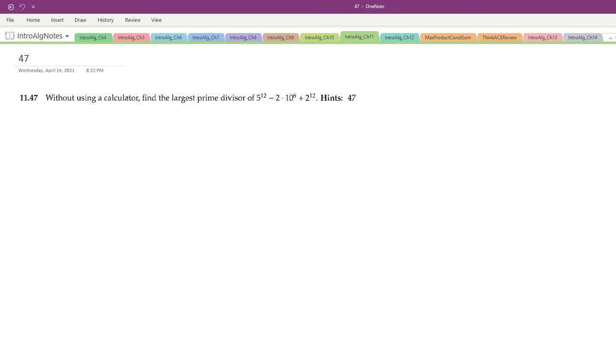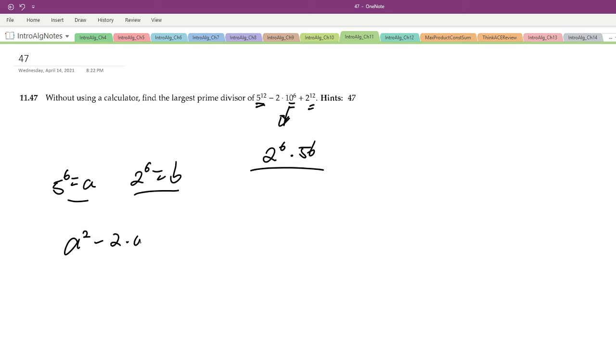Next. Without a calculator, we want to find the largest prime divisor. You can see here is 512, is 10, 2. The most sensible way is 2 to the 6 times 5 to the 6. Now let 5 to the 6 be A and 2 to the 6 be B. Then we have A squared minus 2 times A times B plus B squared, which is equal to (A minus B) squared.